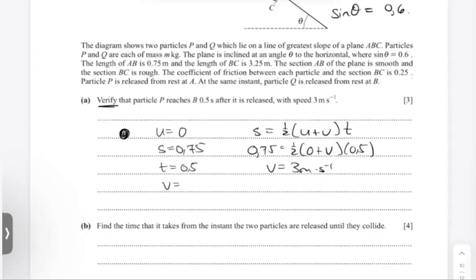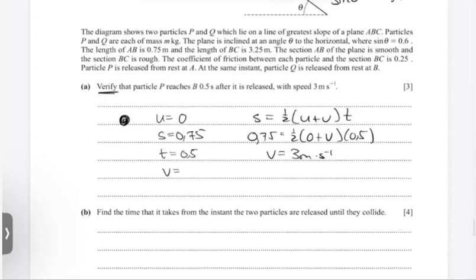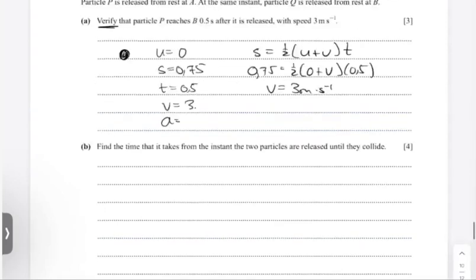Let's jump on to our next question. Find the time it takes from the instant the two particles are released until they collide. Right, so if this information is all true, then I can probably also work out the acceleration of this particle. I don't know if that's what I need to do, but I'm just going to start there.